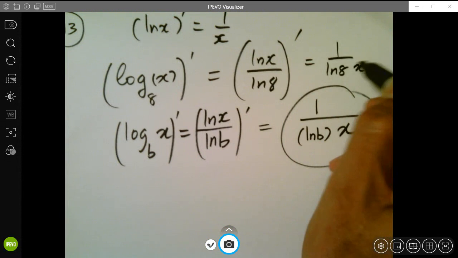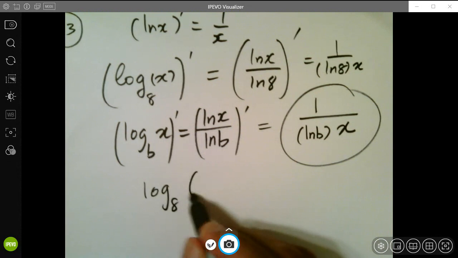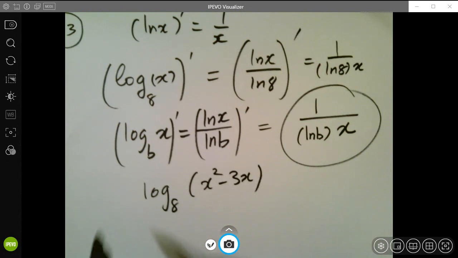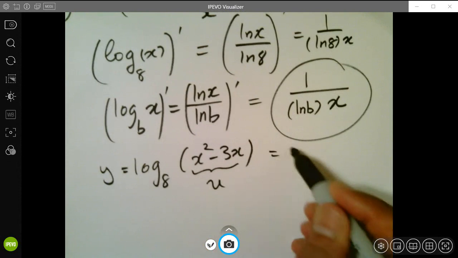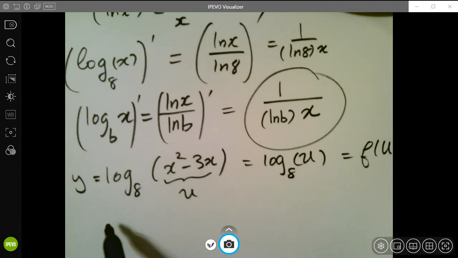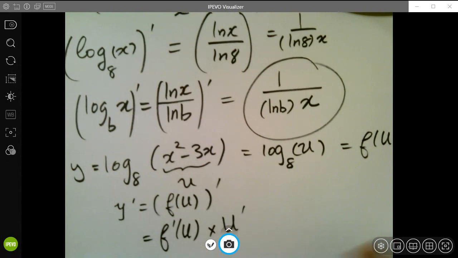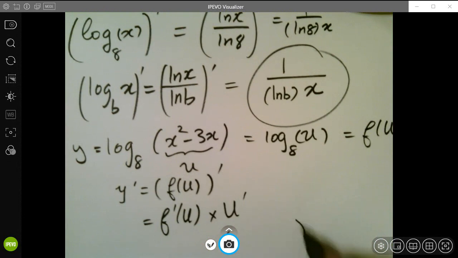But what do we have here? We don't have log base 8 of x, we have log base 8 of x squared minus 3x. Now, this is u substitution, and this is like f of u. You remember the chain rule? What is the chain rule? y prime is f of u, prime, which will be f prime of u times u prime. We always multiply by the derivative of u, which is 2x minus 3.